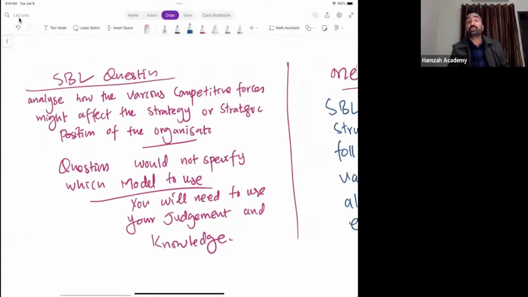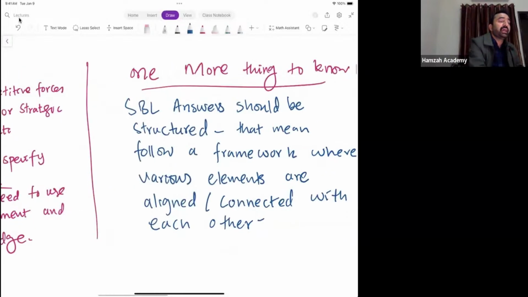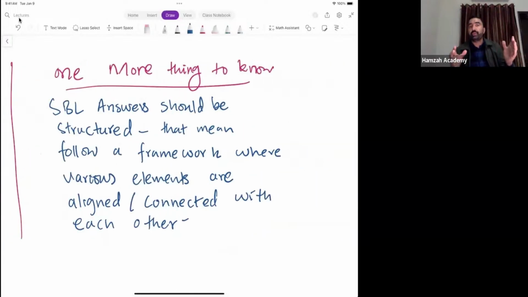Okay, so I have put these notes for you so you can have an idea about how you need to develop your answers. SBL answers should be in a structured form. Structured means, one example of structure is the PESTL model. The PESTL framework is a structured model, or the diamond model is a structured model, where we are covering four different elements.